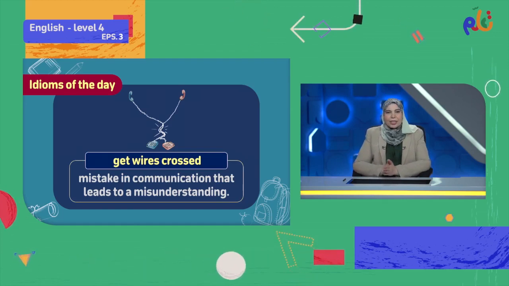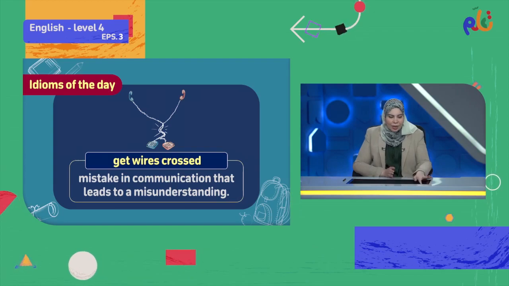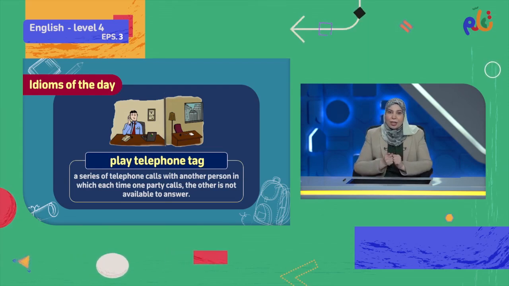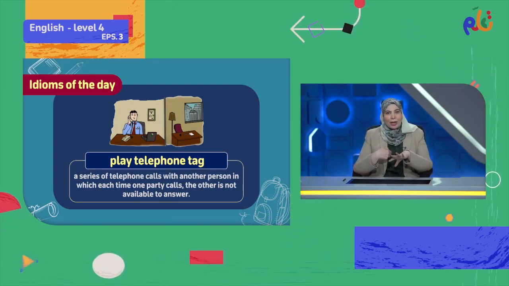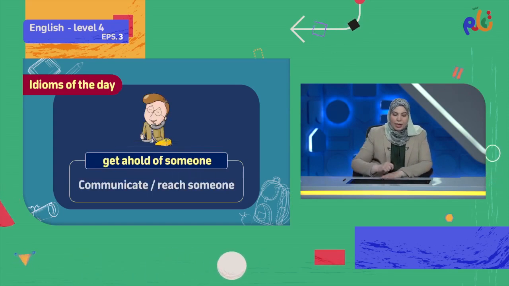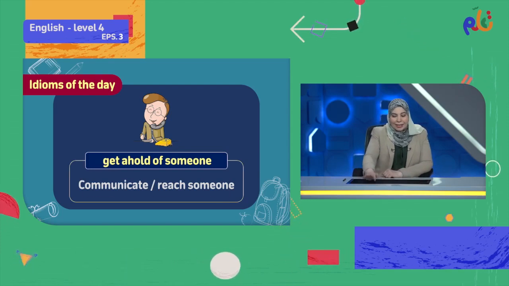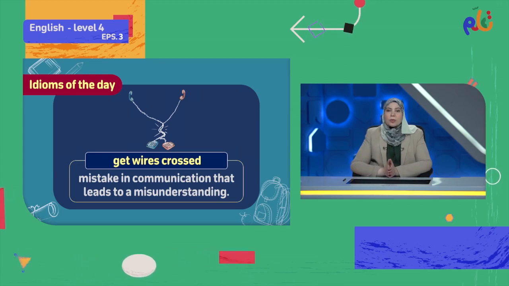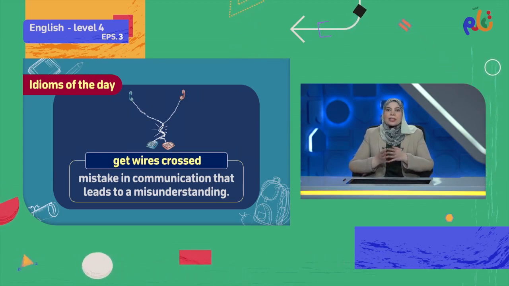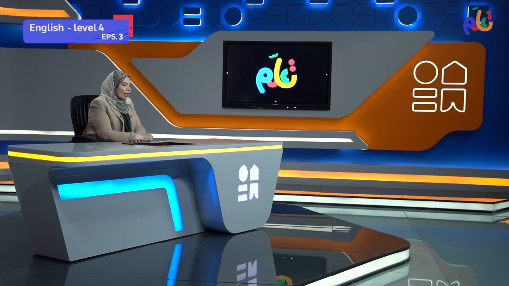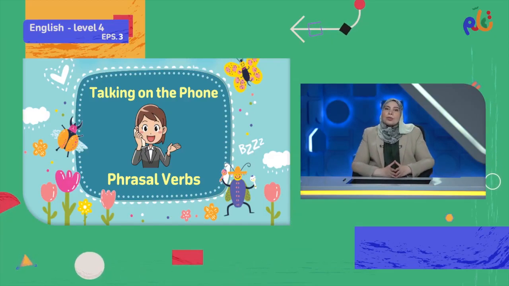So this is the third idiom, or the third expression that we have for the day. The first one is play telephone tag, which means we can't reach each other. If you call me, I am busy, and if I call you back, you're busy. The second one is get hold of someone, which means reach someone. And the third one is get wires crossed, which means we misunderstood each other, or there is some sort of problem in communication. These are the three idioms that we had today that are connected to communication and telephone expressions. Let's now start, and let's look at talking on the phone, and at phrasal verbs that we usually use when we talk on the phone.